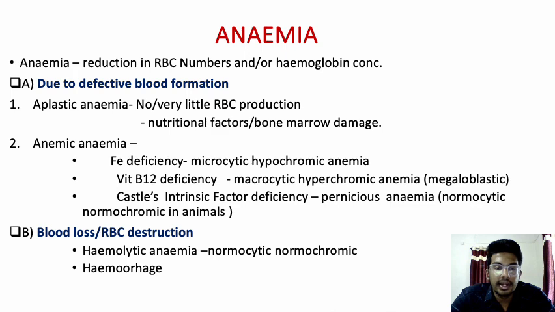The next type of anemia is due to blood loss or RBC destruction. Hemolytic anemia means that hemolysis occurs, the destruction of the RBCs occurs. So the total number of RBCs reduces, and the remaining RBCs will be normocytic normochromic, which looks apparently normal in both size and color. So one is hemolytic anemia and the next is hemorrhage, a type of excessive bleeding. If hemorrhage is occurring in large amounts, still the remaining RBCs will look normal. So that is the normocytic normochromic type of anemia.